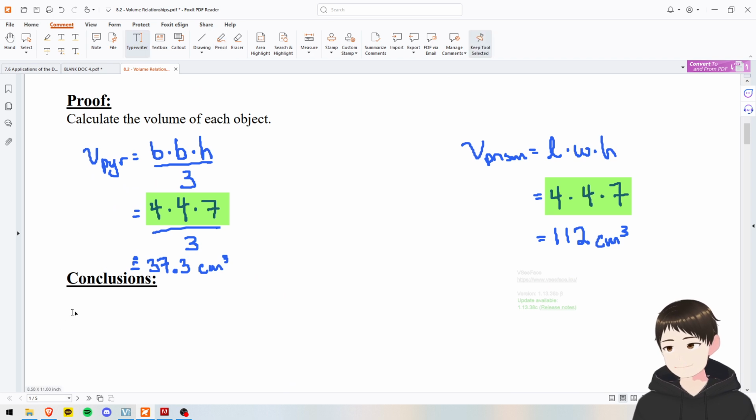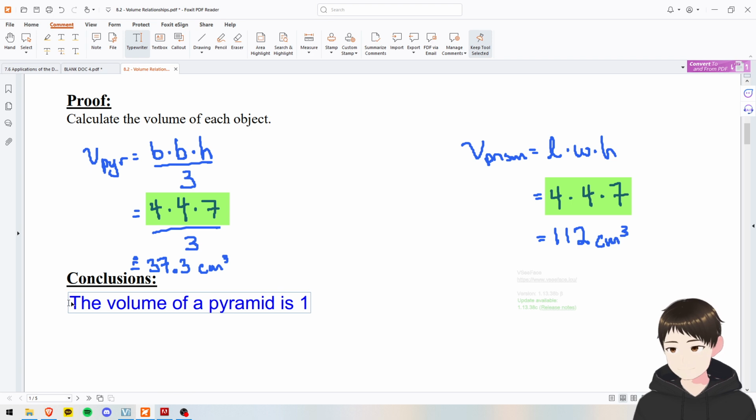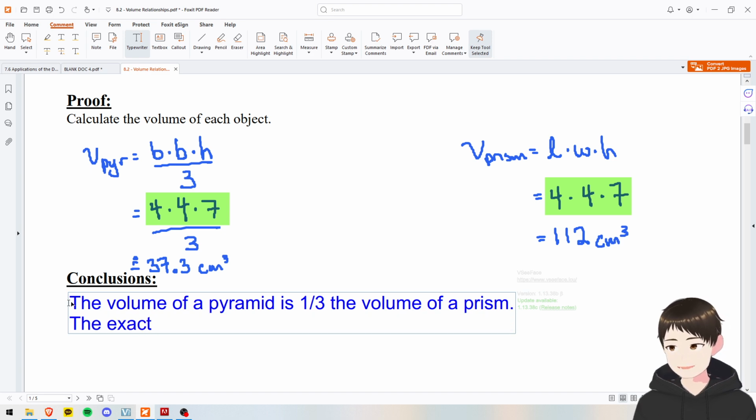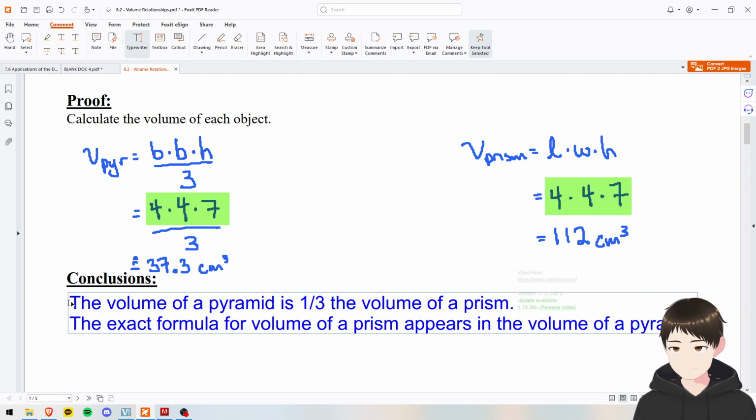Okay, so conclusion. Well, all I'll say is the volume of a pyramid is 1/3 the volume of a prism. The exact formula for volume of a prism appears in the volume of a pyramid, right? That highlighted green part. So these answers are essentially going to be repeated for the cone and cylinder.